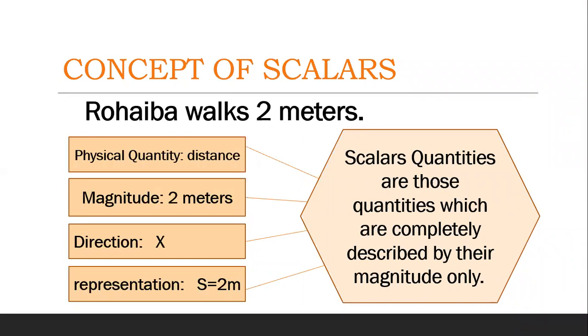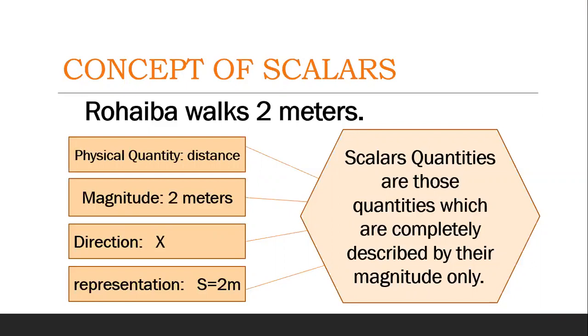So a physical quantity which can be completely described by its magnitude is called a scalar. By physical quantity, I mean a measurable quantity, and by magnitude, I mean a quantity which can be expressed with a number and a unit.